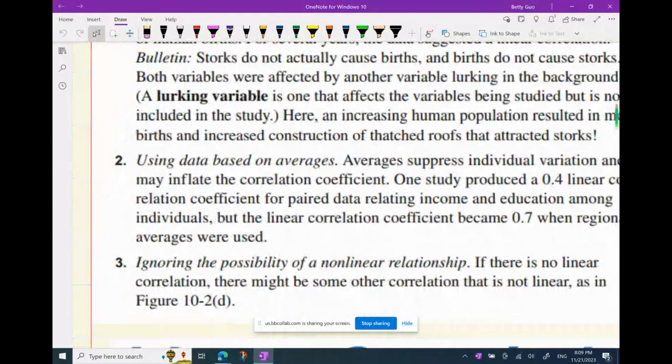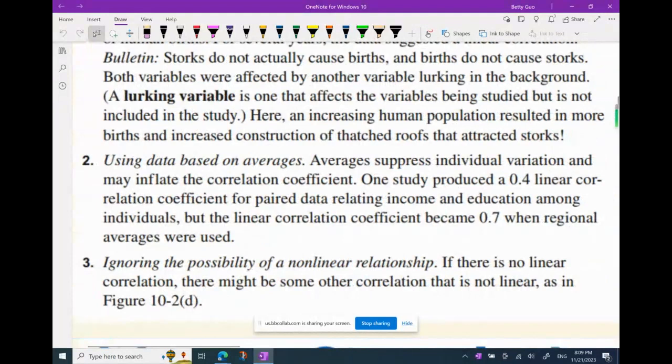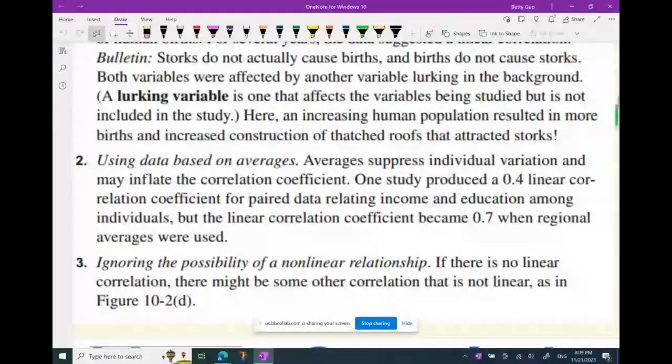Number 2, using data based on averages is a common mistake. Averages suppress individual variation and may inflate the correlation coefficient. One study produced a 0.4 linear correlation coefficient for paired data relating income and education among individuals, but the linear correlation coefficient became 0.7 when regional averages were used.